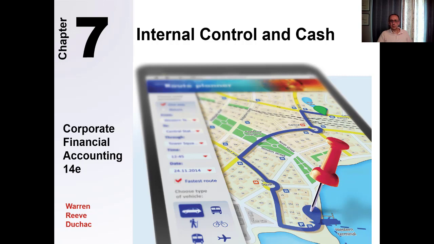The other part of the chapter talks about cash, which I think is an easy topic because we can all relate to cash. The only new topic for cash is the bank reconciliation statement, and this is one of the new things that we're going to learn in this chapter.